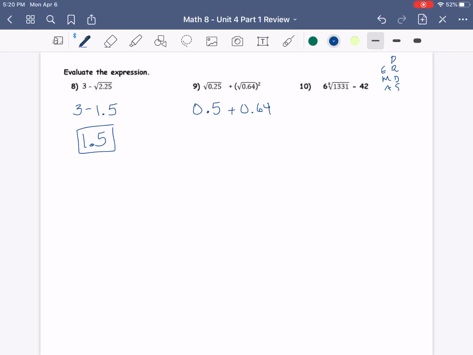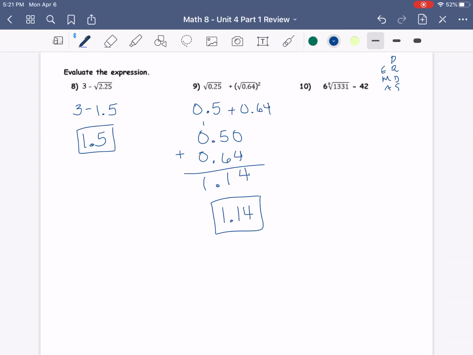So adding 0.5 and 0.64, 1.14. All right, cube roots.